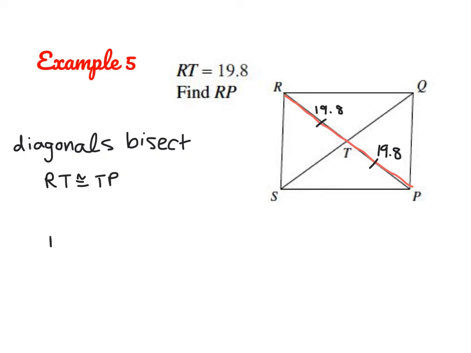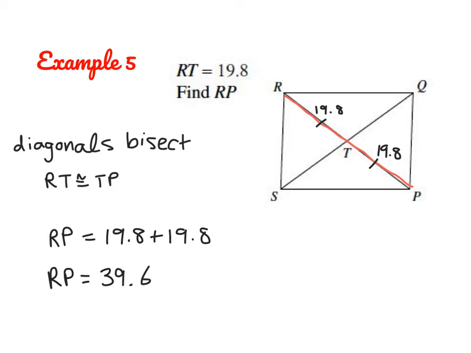So to find RP, this entire distance, all I need to do is add up the two smaller segments. 19.8 plus 19.8. So RP is going to be 39.6. And once again, you do need to write your justification that the diagonals of a parallelogram bisect each other.